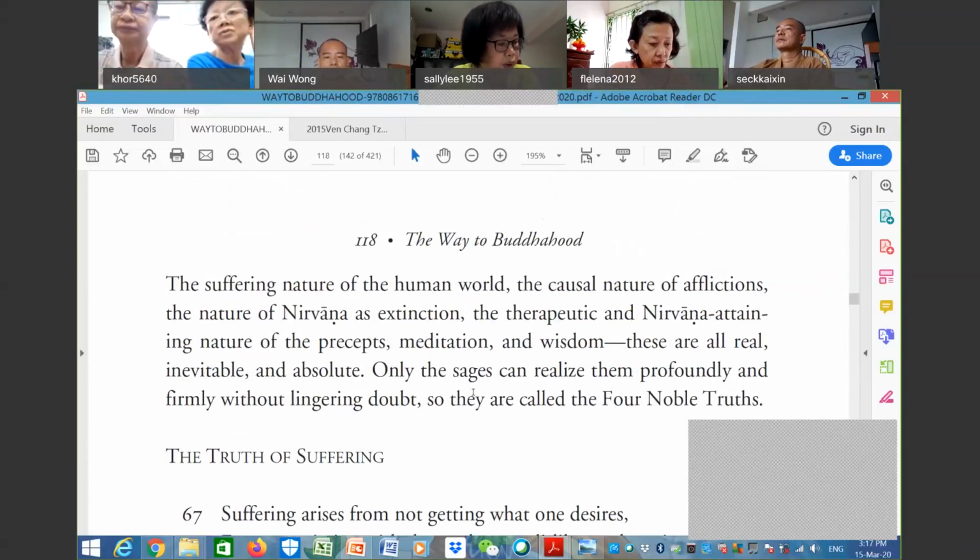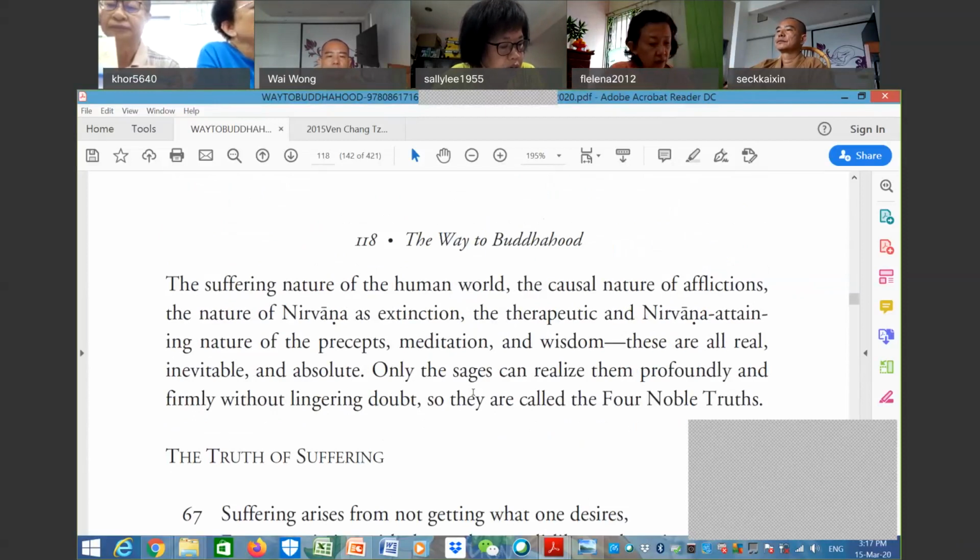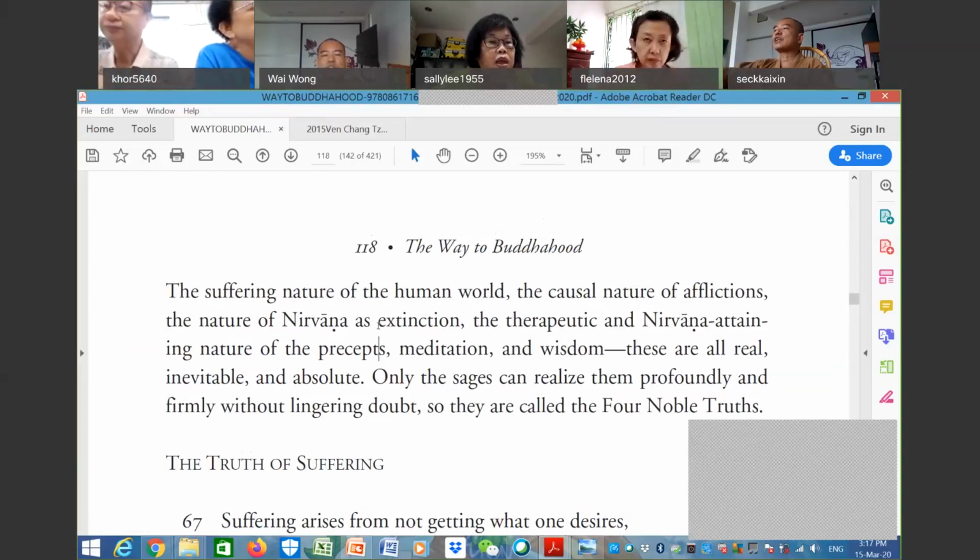There's no other way. The suffering nature of the human world, the causal nature of afflictions, the nature of nirvana as extinction, and the therapeutic, nirvana-attaining nature of the precepts, meditation, and wisdom, these are real, inevitable, absolute. Only the sages can realize them profoundly and firmly without lingering doubt. So they are called the Four Noble Truths. Okay, thank you. Let's try to digest this part.